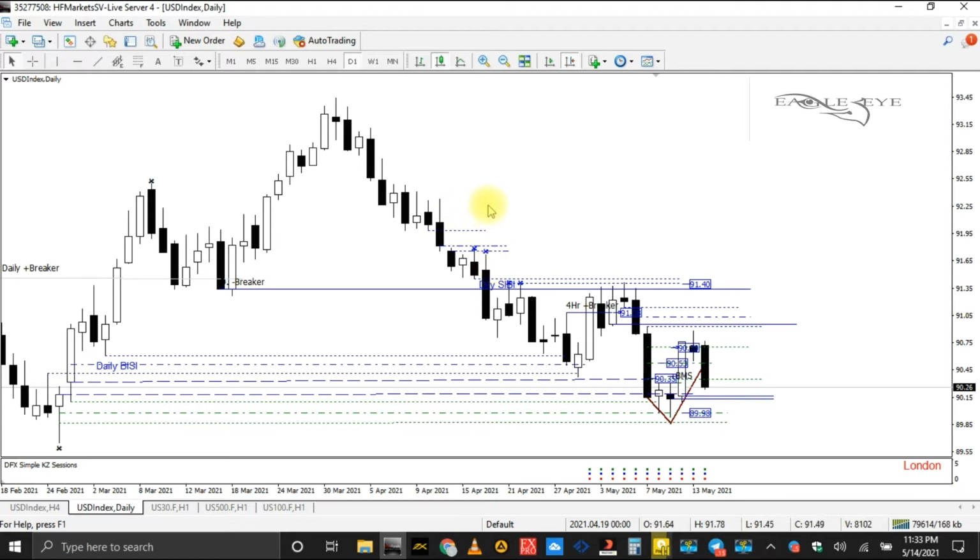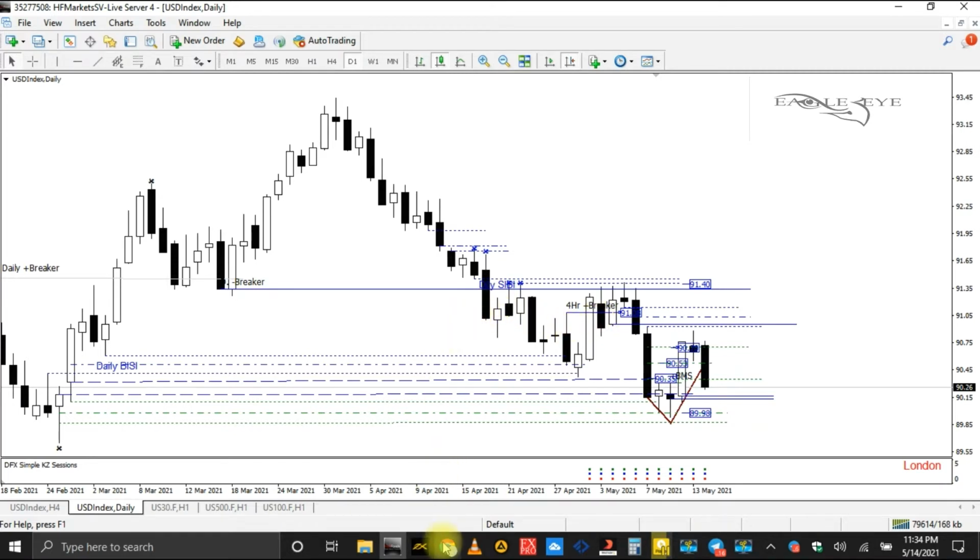Okay, I'll go over it again. I use red for my monthly levels, black for my weekly levels, and then blue for my daily levels, and then I use green for my 4 hour levels, and then I use lime for my 1 hour and below. Okay, so that is that.